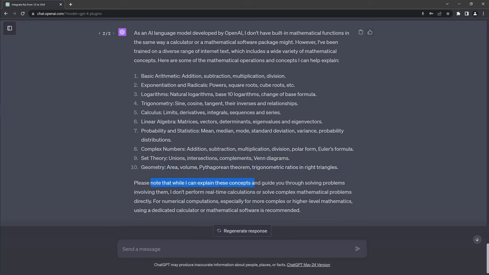Please note that while I can explain the concepts and guide you to solving problems involving them, I don't perform real-time calculations. Again, this is a contradiction to what it just did. I mean, it performed a calculation and the calculation was wrong because the values were hallucinated. So, wow, this is really nice, to see exactly the fringe, the borderline. This is where we are. For numerical calculations, especially high-level mathematics, like for example an MIT curriculum on mathematics, use a dedicated calculator. This is the GPT-4 system that passed the MIT test with the perfect score, according to MIT.